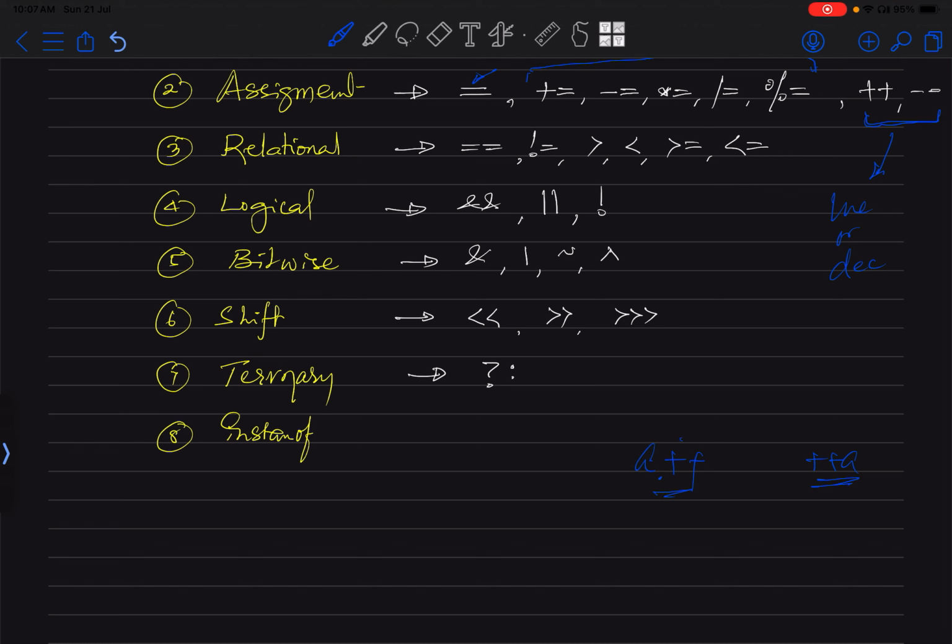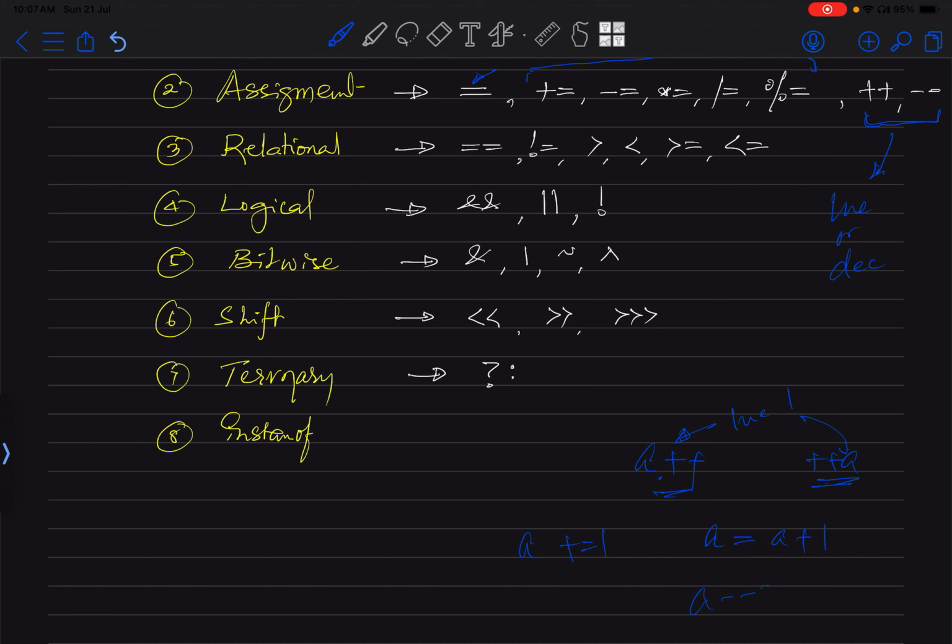What exactly does a plus plus or plus plus a mean? Basically it means a equal to a plus 1. This is the same as writing a plus equal to 1. So a plus plus or plus plus a means increment the value of a by 1. Both are the same. The same thing applies to minus minus: a minus minus is decrement the value of a by 1.